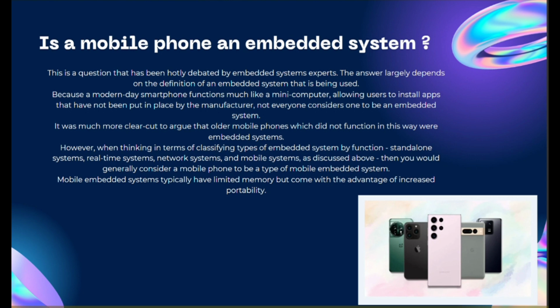It was much more clear-cut to argue that older mobile phones which did not function in this way were embedded systems. However, when thinking in terms of classifying types of embedded system by function, standalone systems, real-time systems, network systems, and mobile systems as discussed above, then you will generally consider a mobile phone to be a type of mobile embedded system. Mobile embedded systems typically have limited memory, but come with the advantage of increased portability.